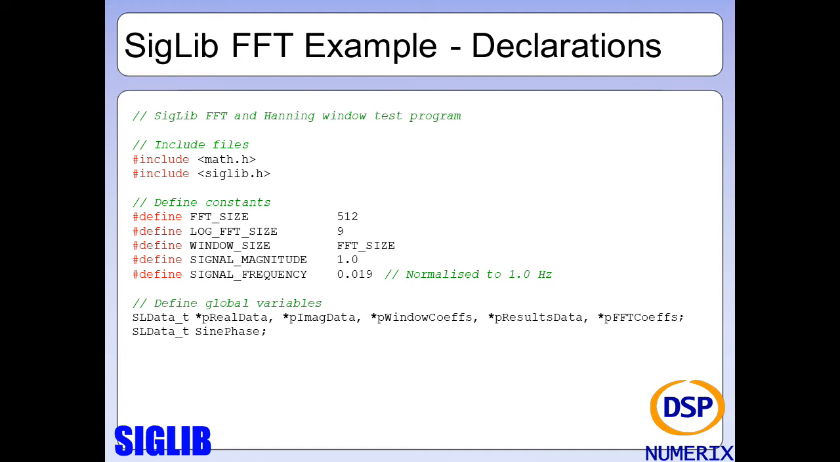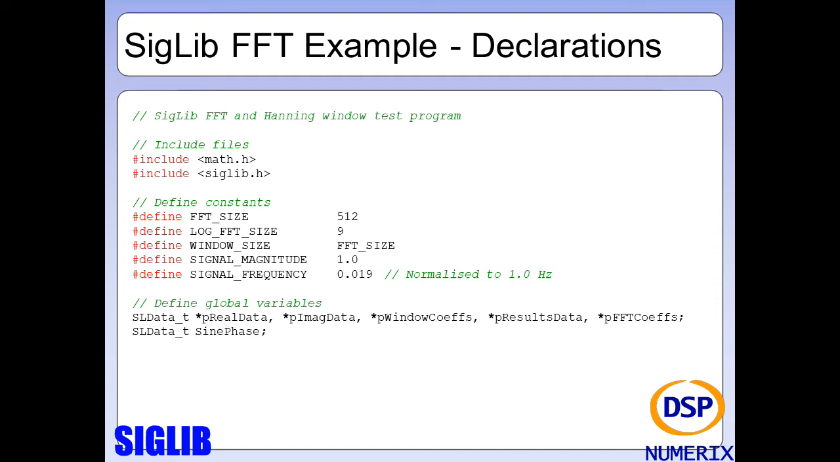In the global variable declarations, you can see that we have declared pointers to our real and imaginary data, our window coefficients, our result data, and our FFT coefficients. We have also declared a global variable, sine phase, which will store the phase of the sine wave that we are going to generate. This is so that we can generate sine waves that have continuous phases across array boundaries. This is a very common requirement within SigLib. When you're processing data across array boundaries, you very often need to maintain the state of that data.